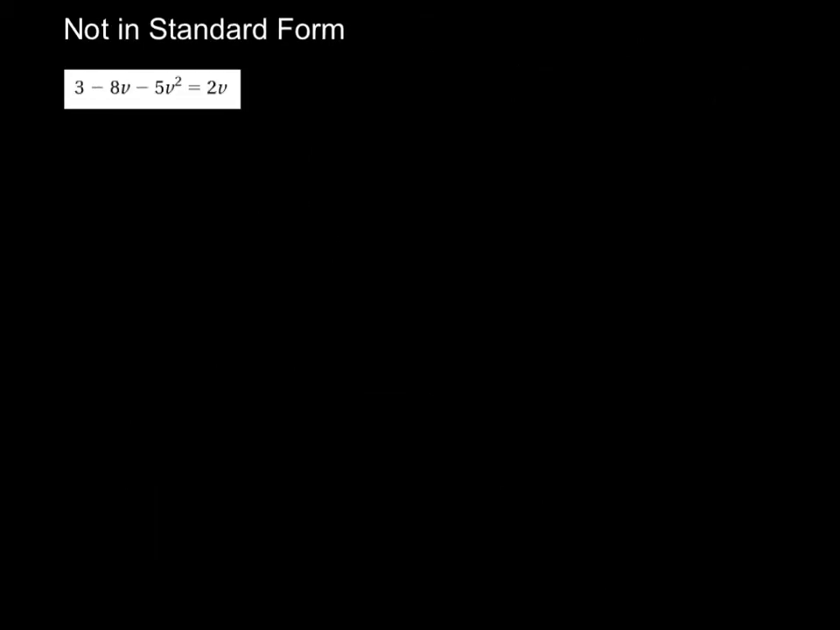Now let's take a look at a quadratic that's not in standard form. So instead of identifying our three coefficients first, we need to move some values around here to put this quadratic in standard form. So it looks like the easiest way to do this would be to just subtract a 2v here from both sides. Less work the better, right?